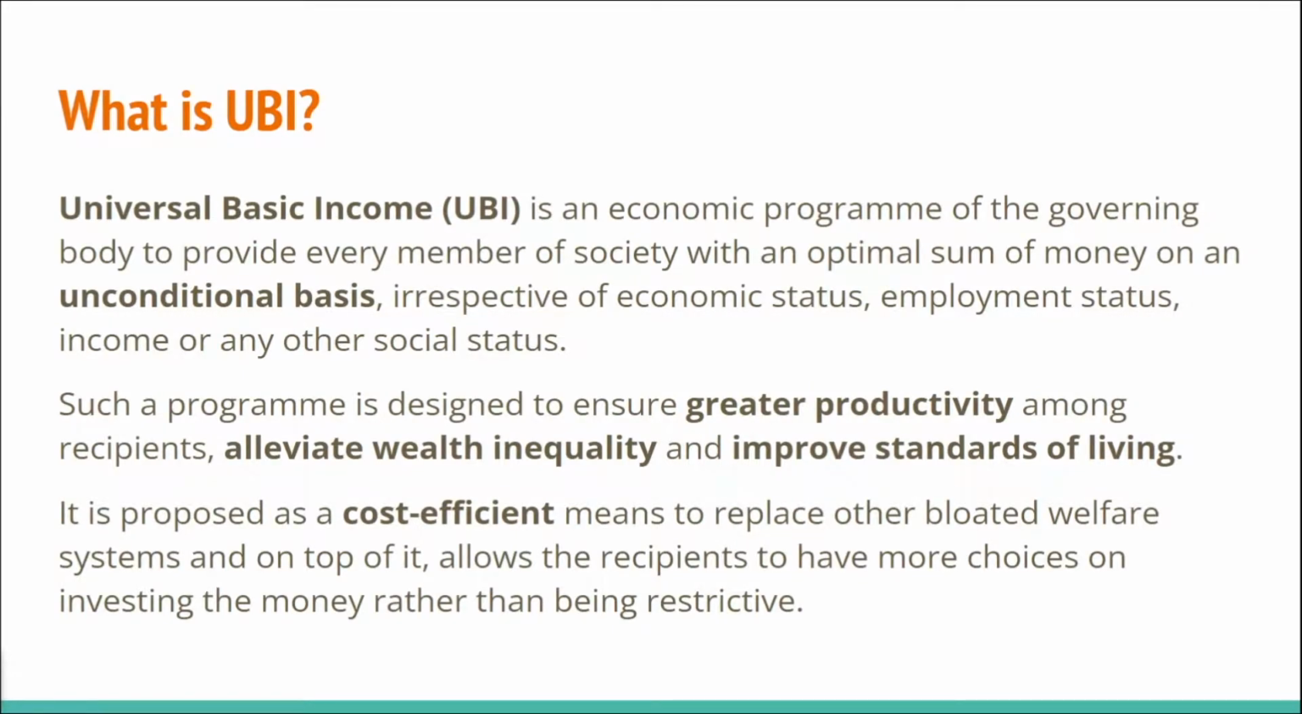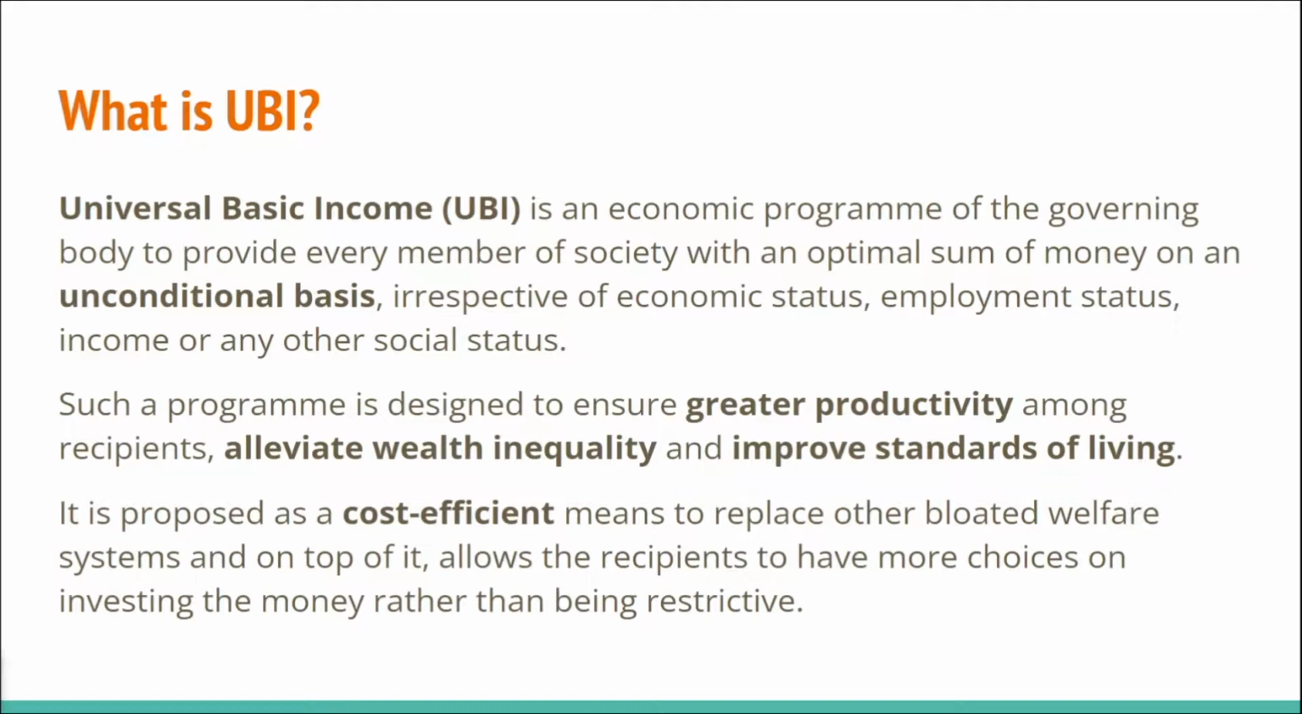So, introduction. What is UBI? We define universal basic income as an economic program defined by the governing body to provide every single member of society with an optimal sum of money on an unconditional basis. This is to be done preferably every month and to everyone in the society, irrespective of their economic status, whether they're rich or poor, and their employment status, whether they're employed, looking for a job, or unemployed. And it doesn't discriminate based on any other social status, only whether you are a citizen or not.